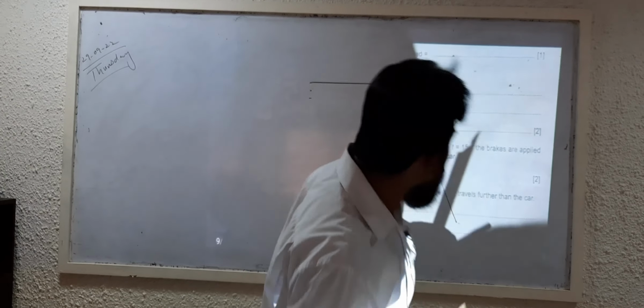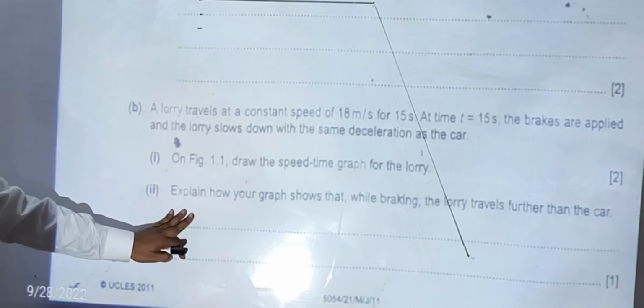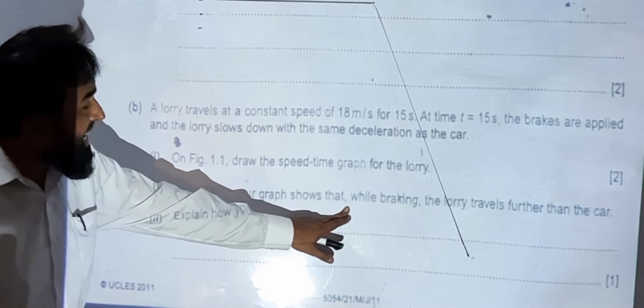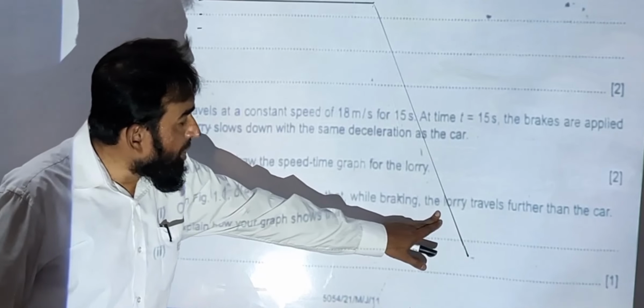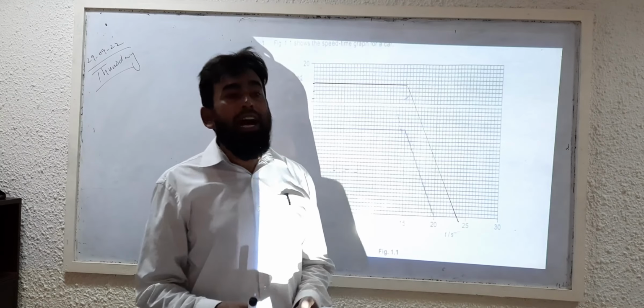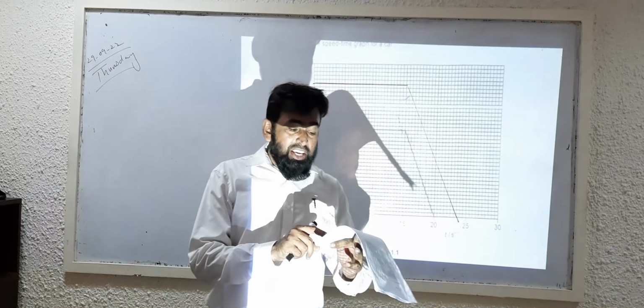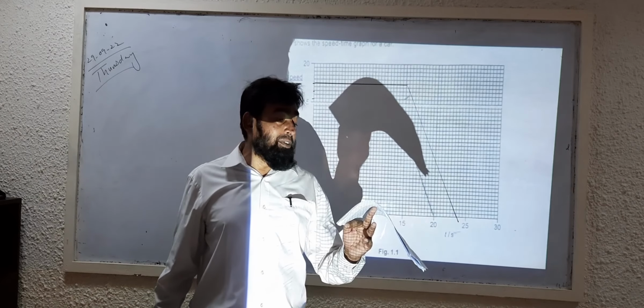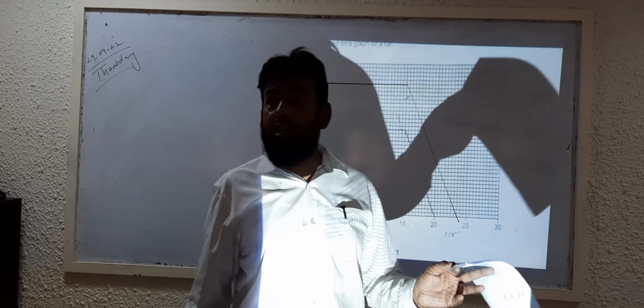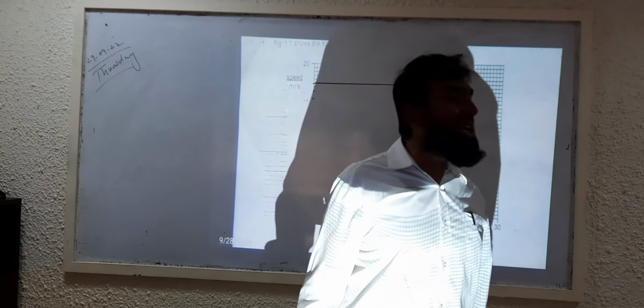Now the second part. In the second part he says, explain how your graph shows that while braking the lorry travels further than the car. I told you that he is talking about the distance traveled, that the lorry travels further than the car. So he is talking about the distance. And I told you that the area under the graph gives you the distance or displacement.